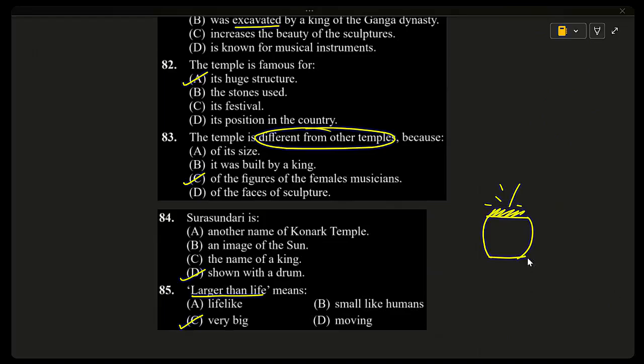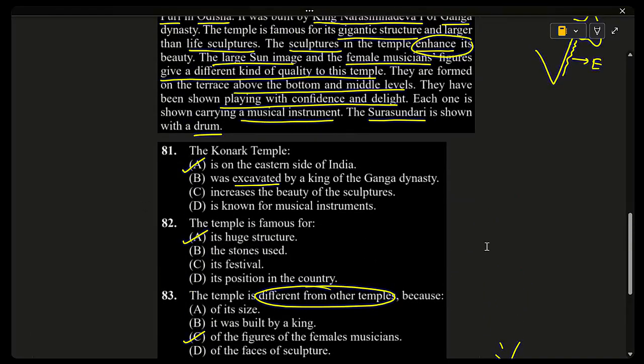Before that, some students are raising hand. Chidrupa, what is your doubt? Sir, question 81, why not option B, sir? In question 21, they said the Konark temple is on the eastern side of India. See, it's not option B.